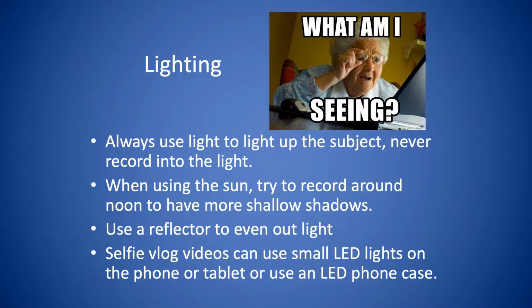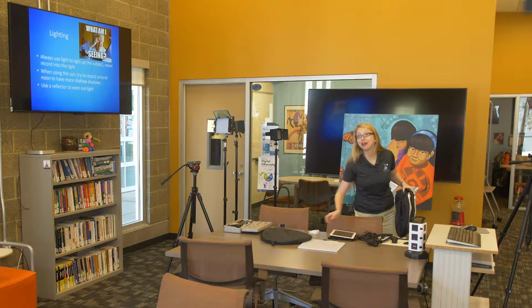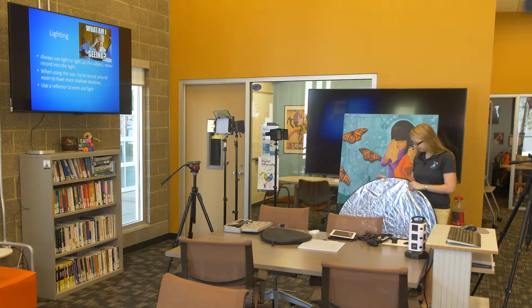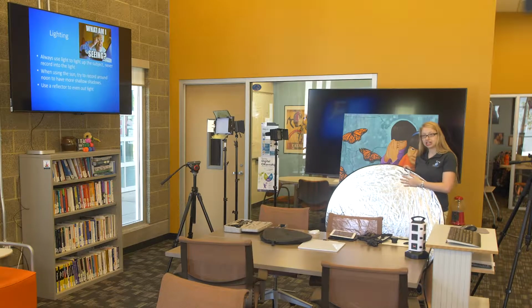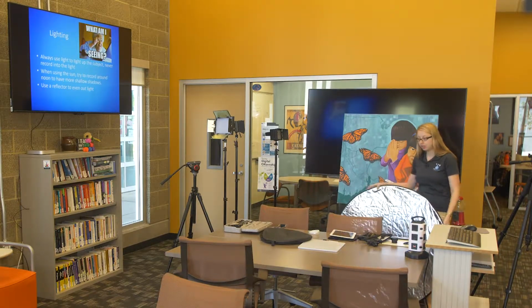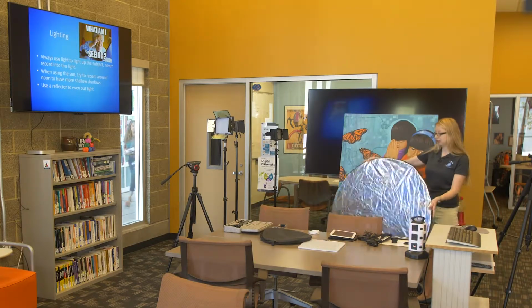You can even use a reflector when you're out to even out the light. A reflector can become very, very handy. As you can see, it pops up, and there are several different sides to it. This is a nice metallic side that you can use in order to bump and bounce light.